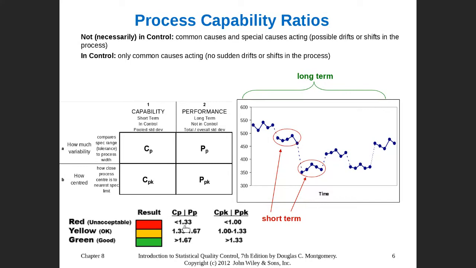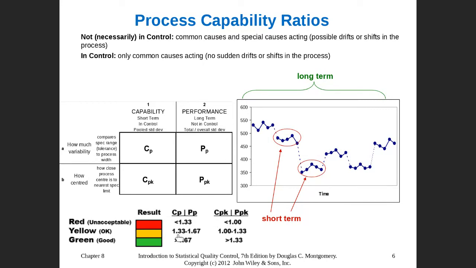How do we identify the value? We calculate the value of the process capability, whether for the process or for the performance, the CP or the PP. And also we calculate the process centering for both the capability and the performance, the CPK and the PPK, based on the formula that we showed earlier. When we get the value of the CP, if it is less than 1.33, that is not acceptable, and for the CPK, if it is less than 1, that is not acceptable.